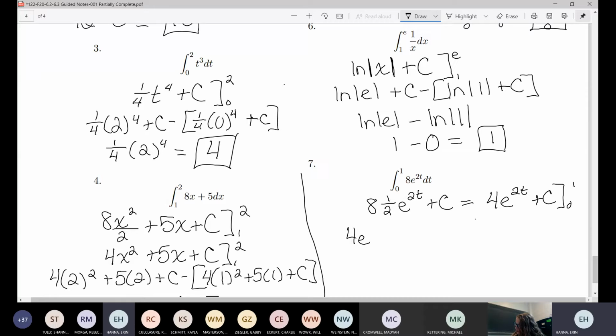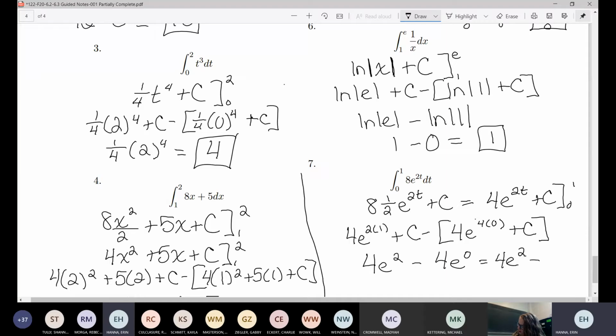Plug in your top bound. Subtract what you get when you plug in your bottom bound. We'll get 4e squared minus 4e to the 0. Anything to the 0th power is just 1, so we'll get 4 times 1, which is 4.